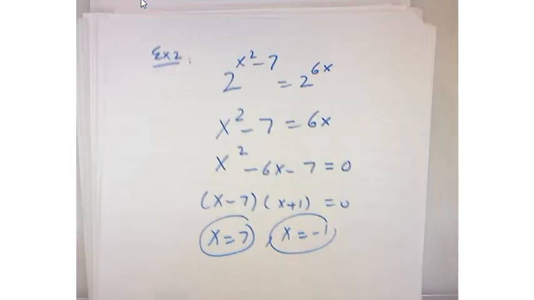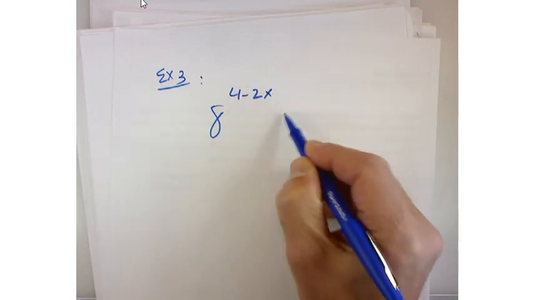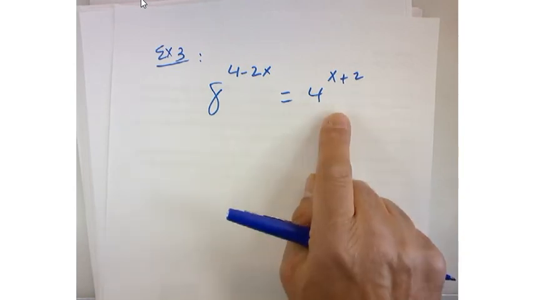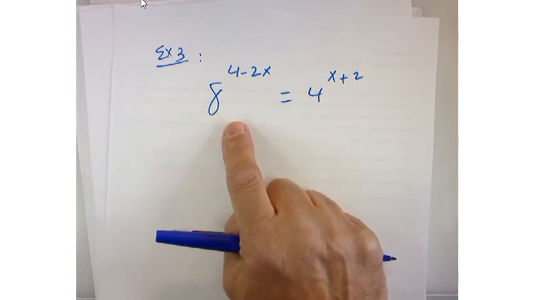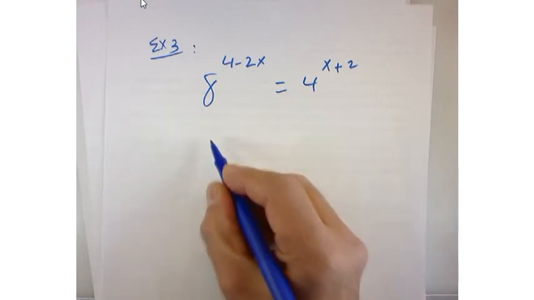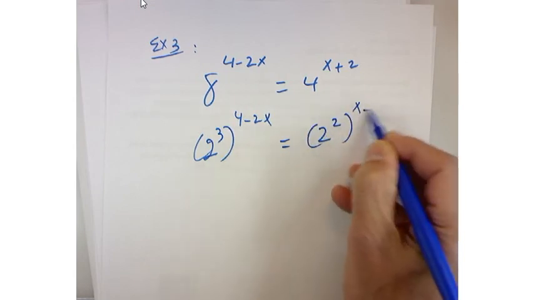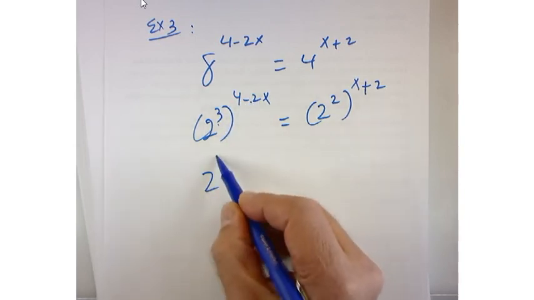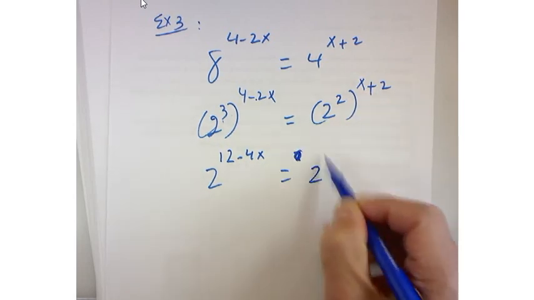Now sometimes it's a little bit tricky, like if you have 8 to the 4 minus 2x equals 4 to the x plus 2. The base on the left is 8, the base on the right is 4. We cannot make 8 as a 4 to a power, but what we can do is make both of them base 2, so we can make this 2 cubed to the 4 minus 2x, and we can make this 2 squared to the x plus 2. Now the power to power rule allows me to distribute the 3 into 4 minus 2x, so I get 12 minus 6x, and distribute the 2 into x plus 2, so I get 2x plus 4.